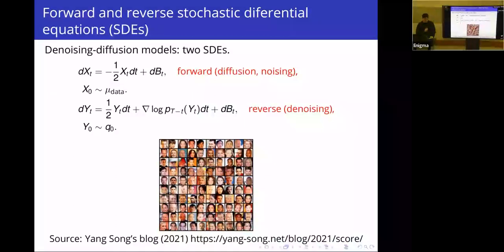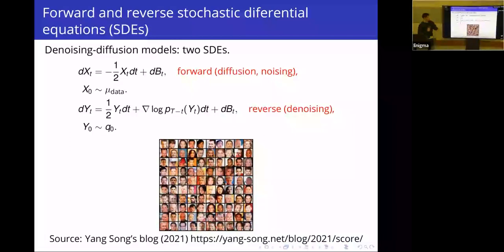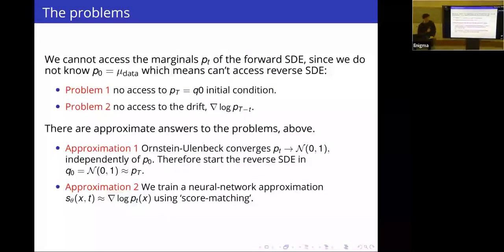In particular, if the initial distribution of the reverse SDE is equal to the terminal distribution of the forward SDE, then the marginals correspond to each other in reverse time. But there's a problem with this in that we can't access the marginals of the forward SDE since we don't know the data distribution. If we did, and we could sample from it, we wouldn't need a generative model. So that means we can't sample from the reverse SDE because we don't have the initial condition and we don't have access to the drift.